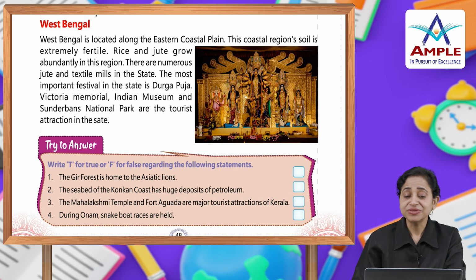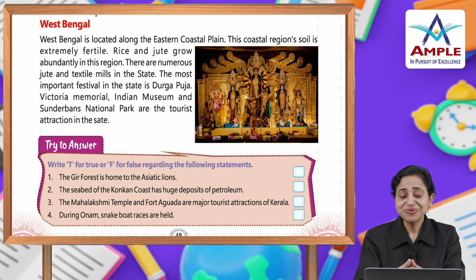So now we have some questions for you. You have to try to answer. Write T for true and F for false.